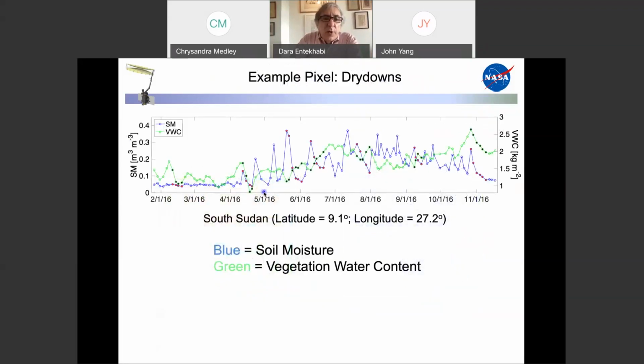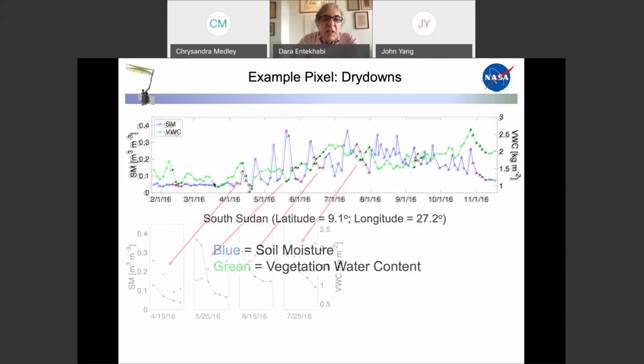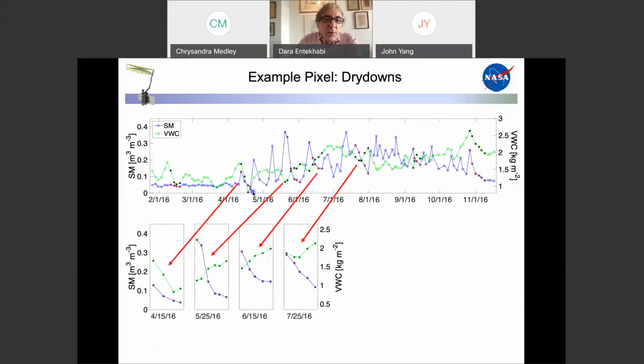So again, we focus on dry downs. The same blue time series are the soil moisture time series, with the red dots as the dry downs. But now we have vegetation water content in green. If I isolate a few of these dry downs just to look at them closely, here's one dry down, soil moisture by definition going down, and then sometimes vegetation water content goes down, sometimes it goes up. So obviously it depends on the initial condition of soil moisture.